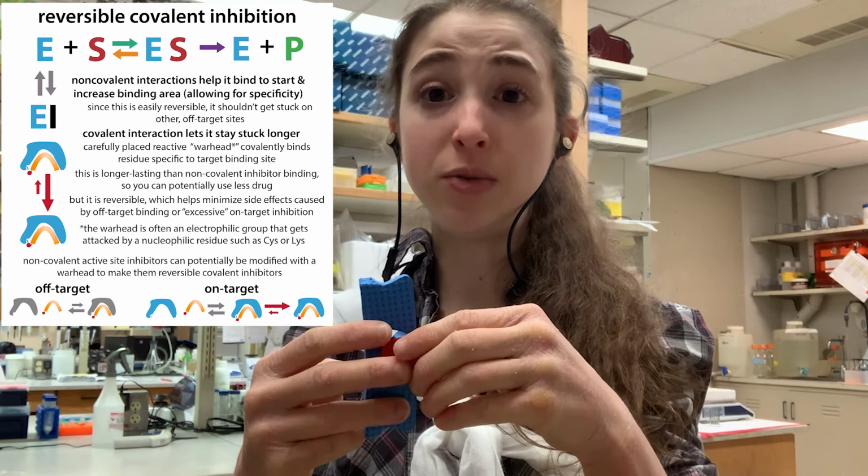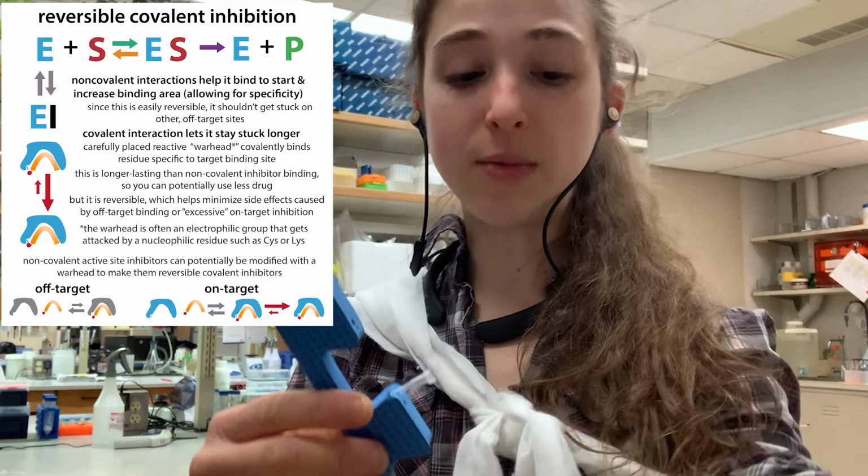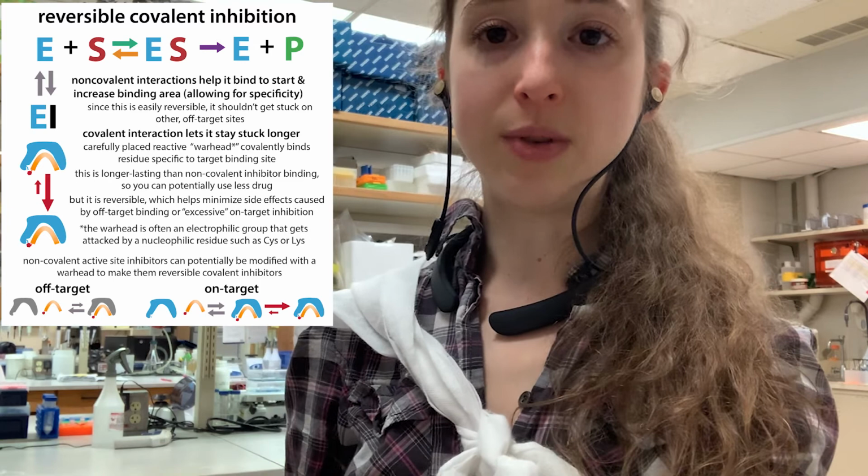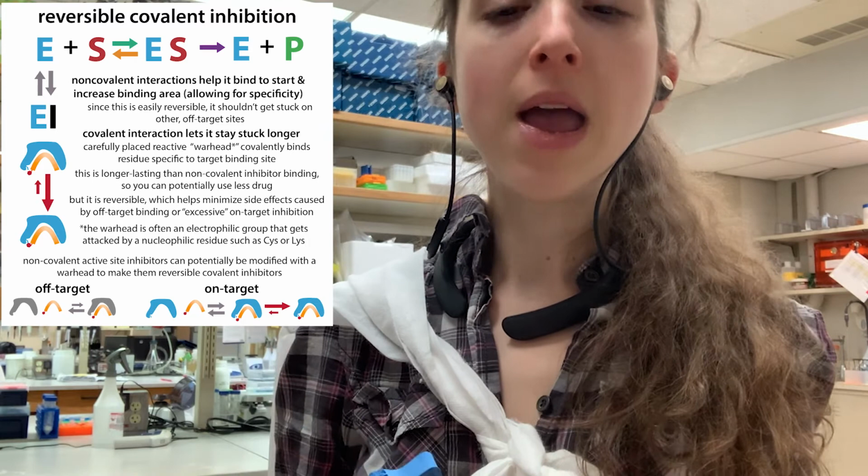With penicillin, you get irreversible covalent inhibition, because what happens with penicillin is that when it binds, the substrate breaks open. And so then it gets permanently stuck, because the bond it forms is really, really strong. Whereas with these bonds, they're weaker. So like a hydrolysis, water can actually attack them and break them up. And so you can get them not being permanent.